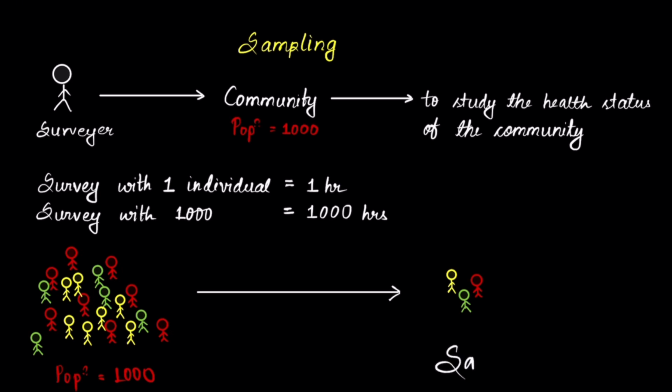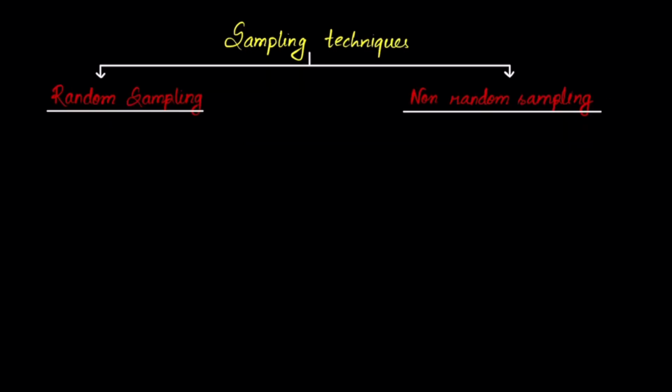So again, what is a sample? A sample is a small piece of the population which represents the whole population. And the process by which a sample is acquired is what we call sampling. There are various techniques of sampling, and that is exactly what you are going to learn in this particular video. There are two major types of sampling techniques. They are random sampling and non-random sampling.